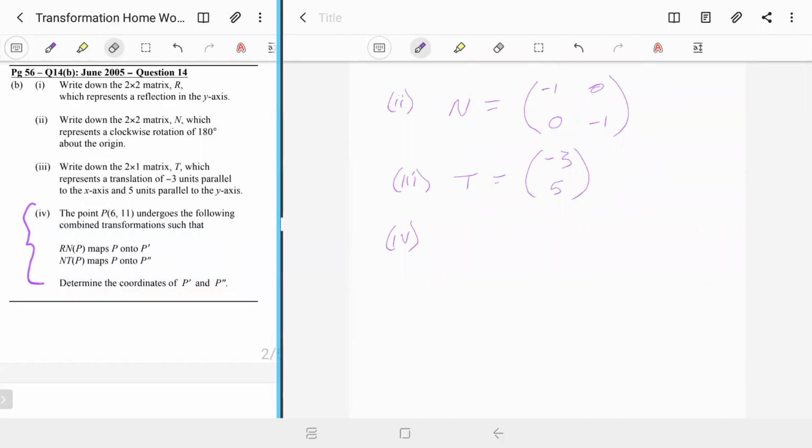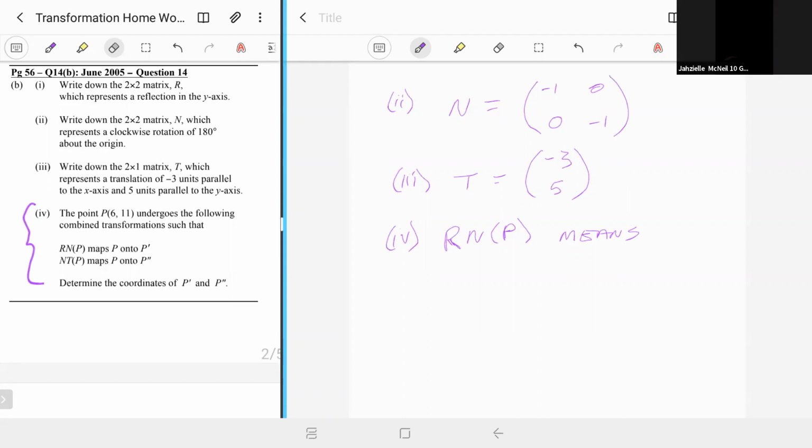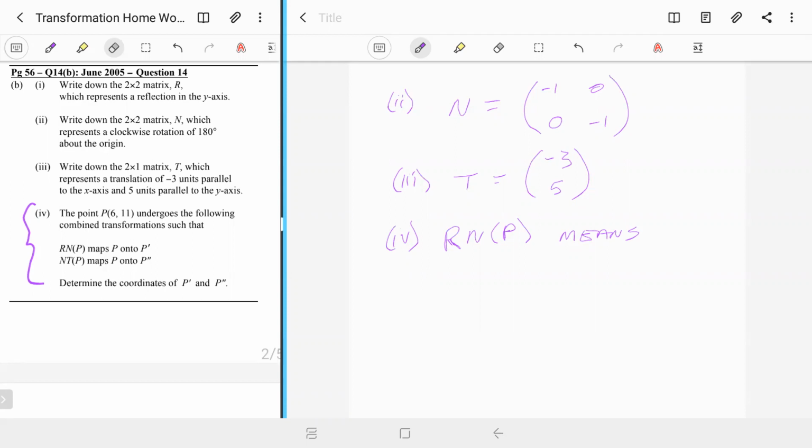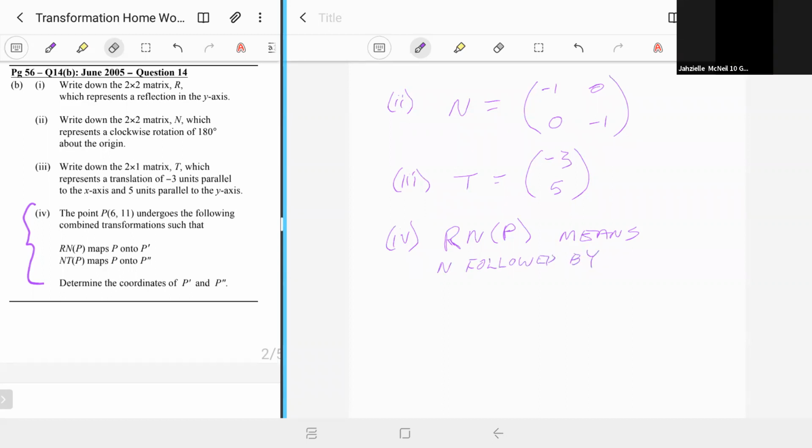All right, so let's go. We're doing RN on P. So somebody tell me what this means. What does RN on P mean? RN on P means N followed by R. So you apply N to P first, and then you apply R. It means N followed by R. That's what it means.